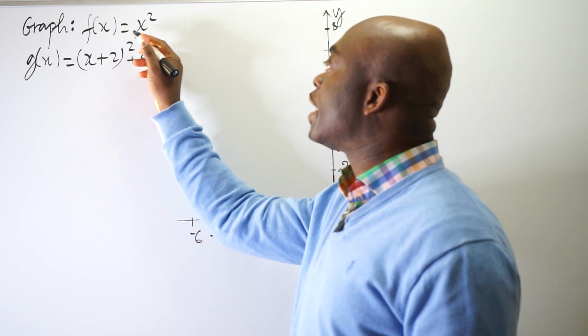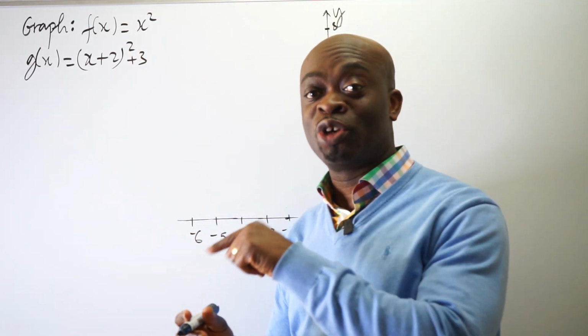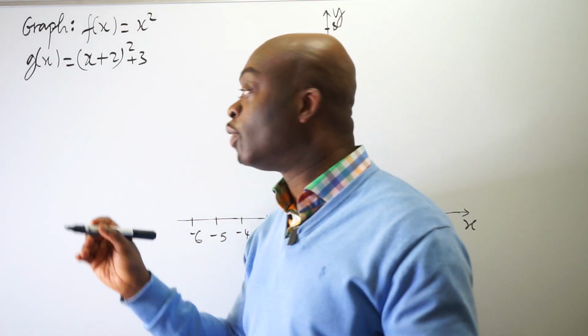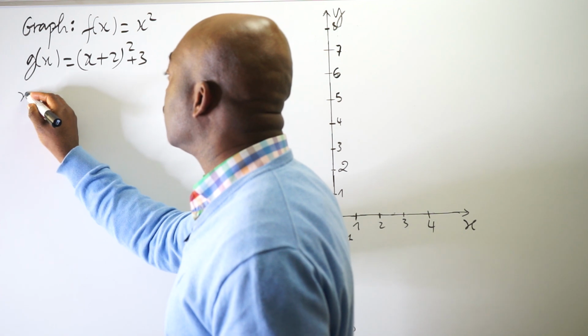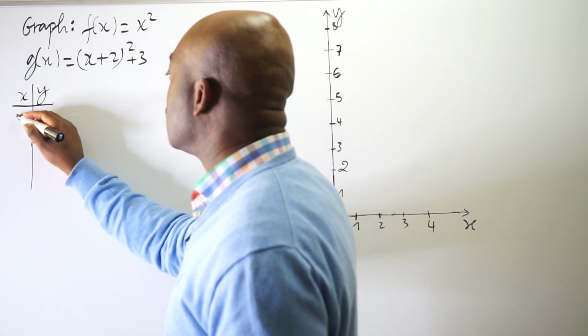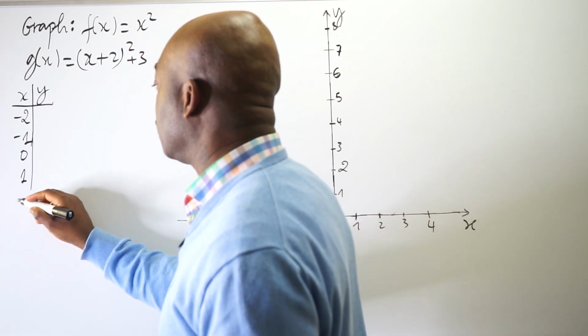So the first one is f of x equals x to the second power. We all know by now how to graph that, but we're going to do it still, okay? Very quickly, we're going to use the x and y values table, that famous table, right? So we have -2, -1, 0, 1, 2.